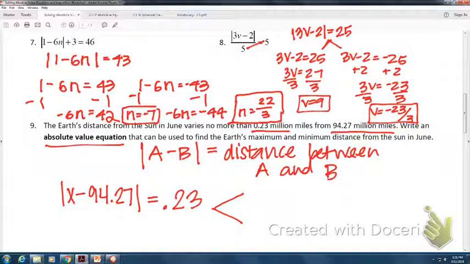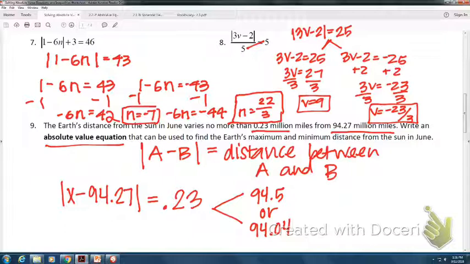Okay, what are the 2 different values you could get? 94.5 or what? 94.04. Very good. So, just looking at the word problem, you know that it couldn't vary any more than 0.23 from 94.27. So 94.5 is 0.23 greater. 94.04 is 0.23 less. Okay, so you know that you wrote the right equation. Had you put x plus 94.27, your answers would have been negative, and you can't have negative distance.